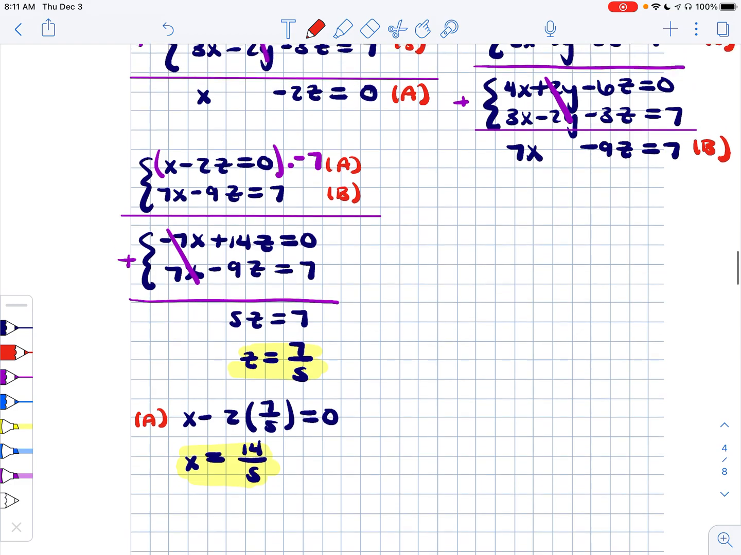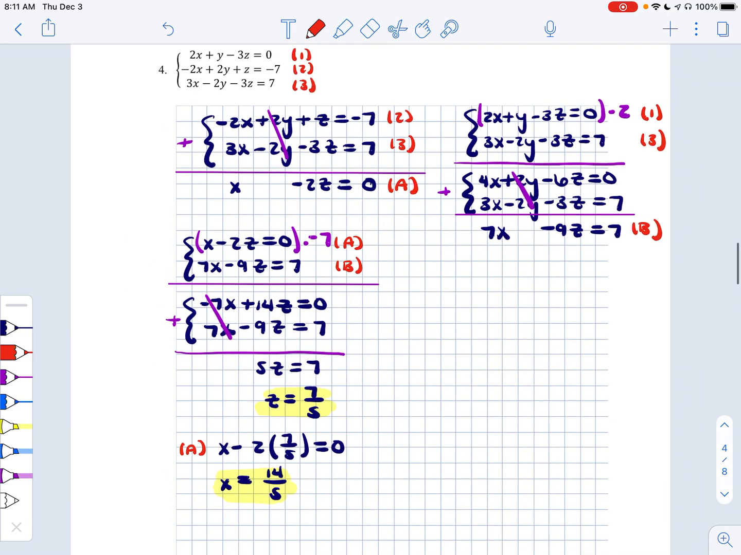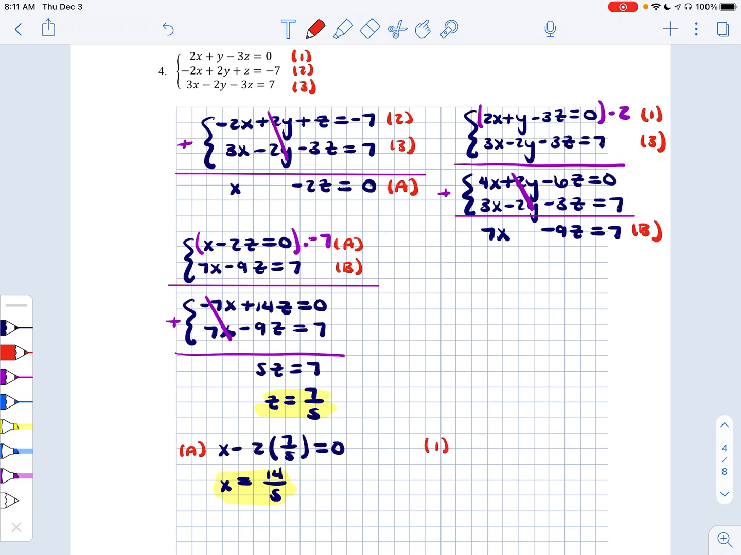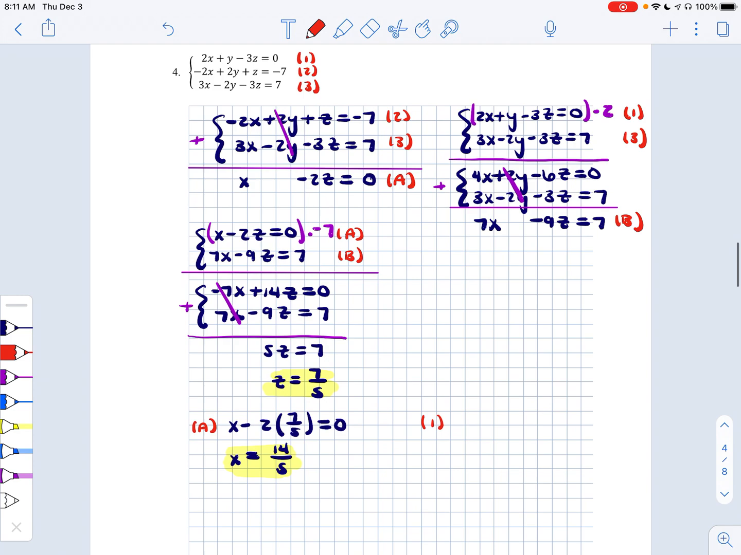Lastly, we go back to one of our original 3 equations, 1, 2, or 3, and plug in the 2 variables that we found so far in order to solve for the third. I'm going to go with equation 1, which looks a little easier. Remember, no matter what equation you plug these back into, you will get the same answer. That's the whole point of a system: we're finding a solution that works for all 3 equations simultaneously. I'm just plugging in my x and z.